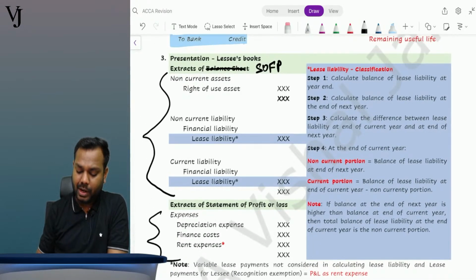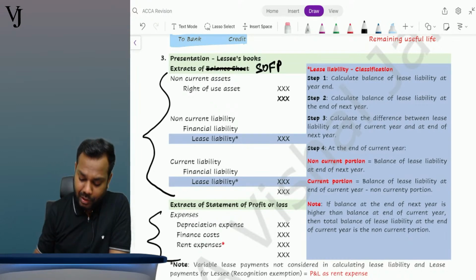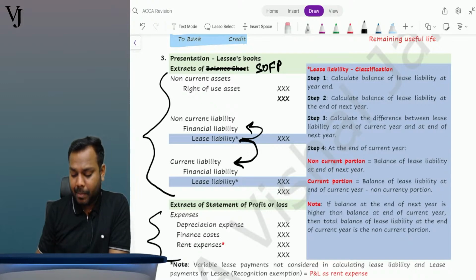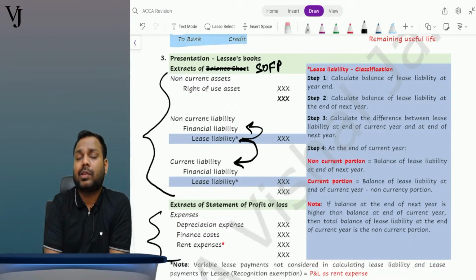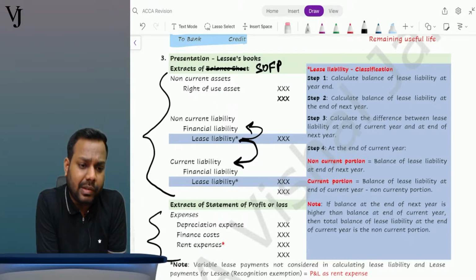Okay, now it says that you have to record right of use as part of non-current assets, and this lease liability, since it's a financial liability, you have to break into non-current liability and current liability. In the exam, multiple times I have seen they ask to break this liability into the non-current portion of this lease liability, or the current portion of this lease liability.